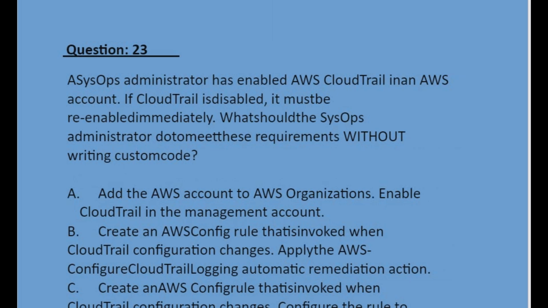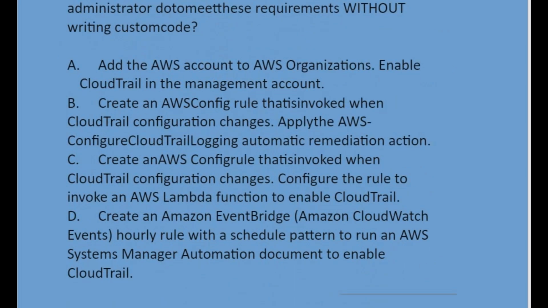Question is, a SysOps administrator has enabled AWS CloudTrail in an AWS account. If CloudTrail is disabled, it must be re-enabled immediately. What should the SysOps administrator do to meet these requirements without writing custom code? Option A. Add the AWS account to AWS Organizations. Enable CloudTrail in the management account.